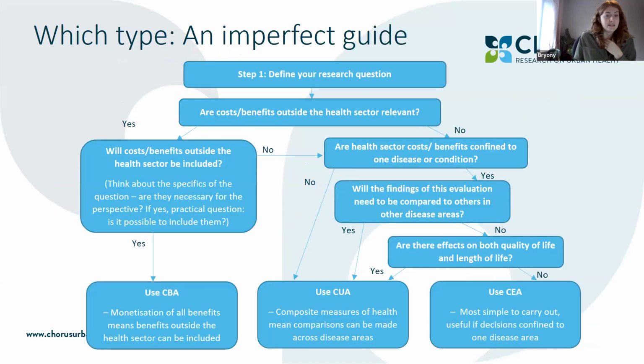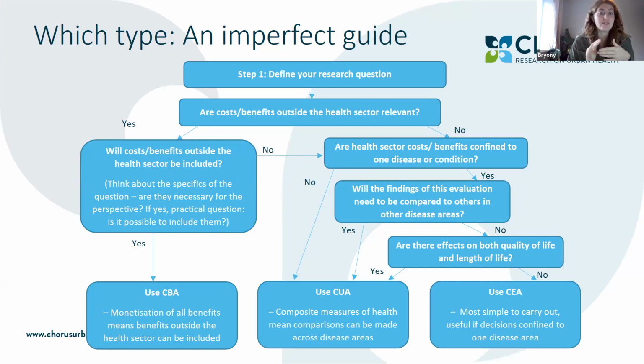Next slide, please. So there's lots of different things to consider, which can be a bit difficult to make sense of. So we've included this flow chart here, which I've called an imperfect guide, because it provides a structured guide to the questions to ask yourself when choosing a type of economic evaluation. But the truth is that most of the time, any of these methods could be appropriate depending on what's going to be feasible and what's going to provide the most useful evidence in your specific context.